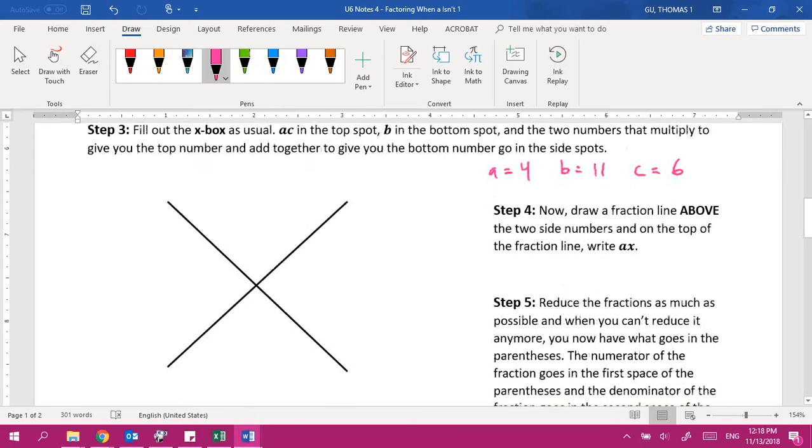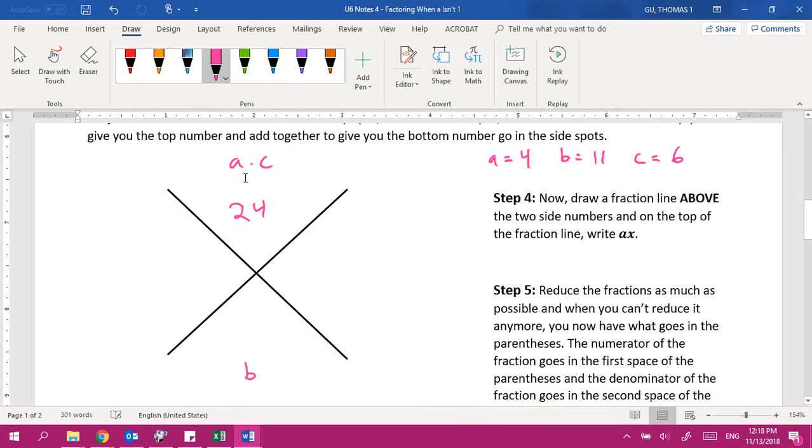So what goes in the top space there? A times C, which is 24. What goes in the bottom space? B, which is 11. Good. Now, how do I find the two numbers that go in the side spaces?